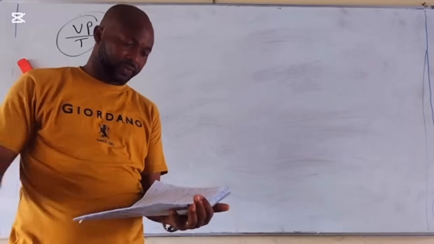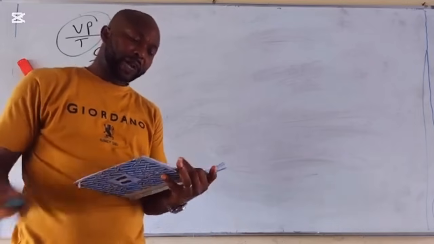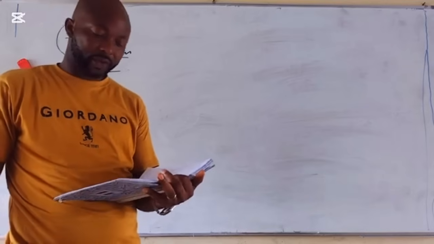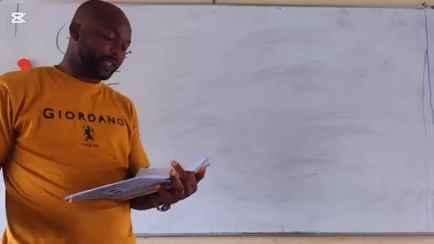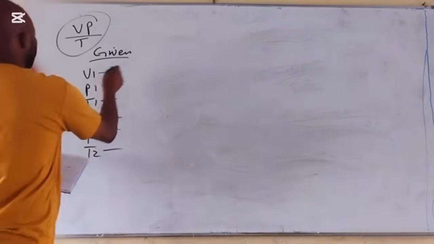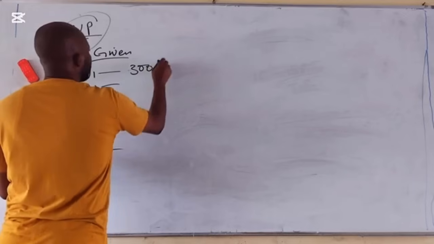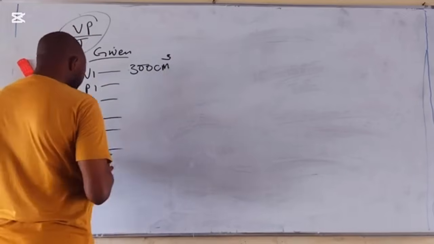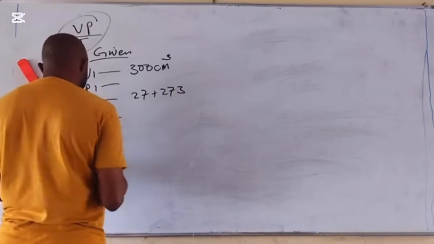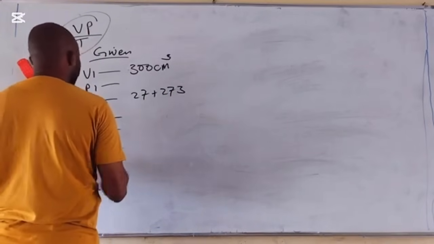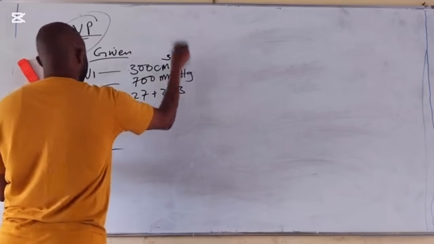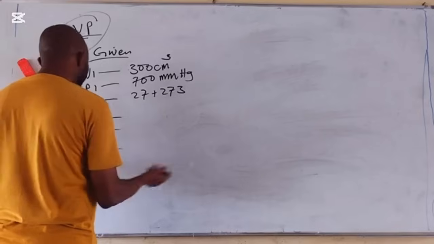So, the volume of a given mass of gas is 300 cm cubed at 27 degrees, and 700 millimeters. So, let's start. The volume of a given mass of gas is 300. V1 is 300 cm cubed at 27 degrees, T1 is 27 plus 273, and 700 millimeters of mercury. What would be its volume?